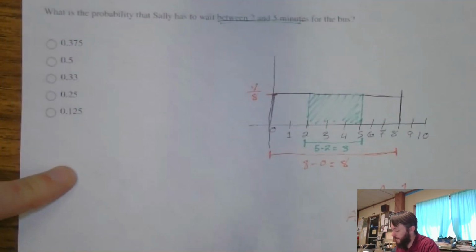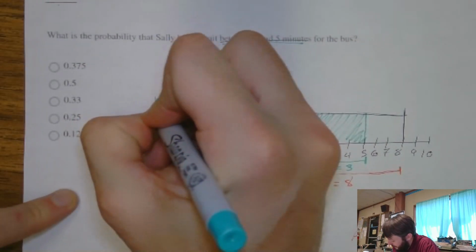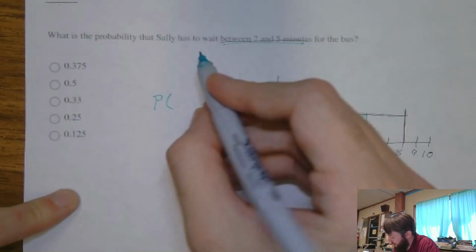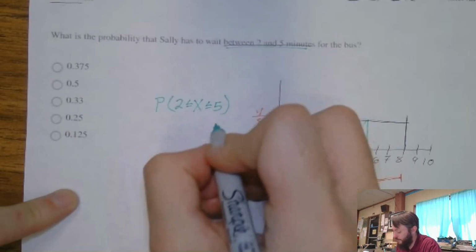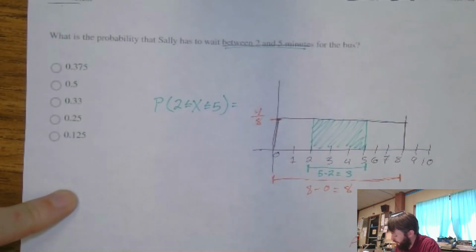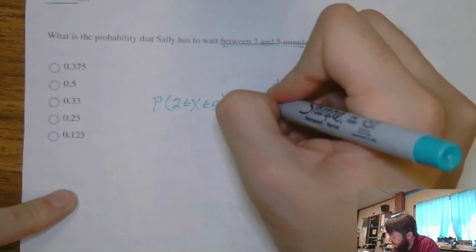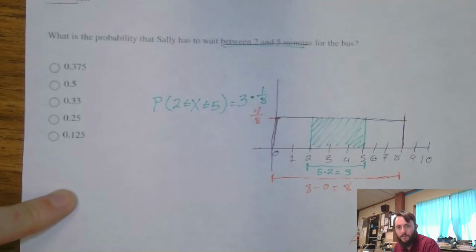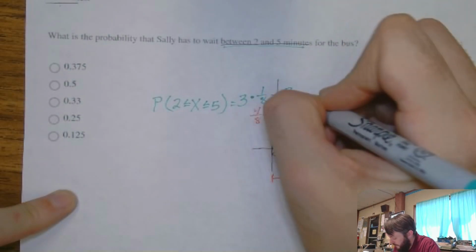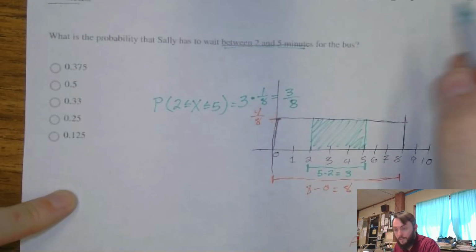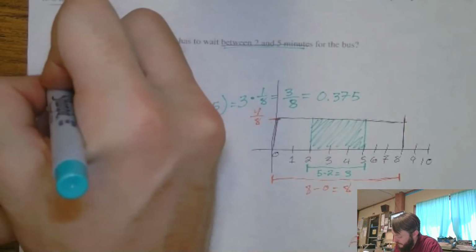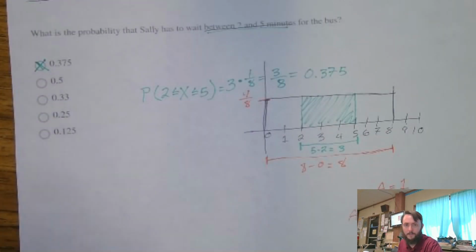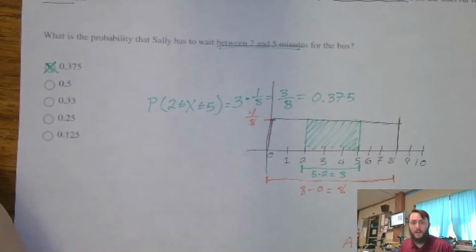So x is our random variable. The probability that, between 2 and 5, so that 2 is less than or equal to x, less than or equal to 5, will simply be 3 times 1/8, which is 3/8, or if you get that as a decimal, 0.375. There we go.